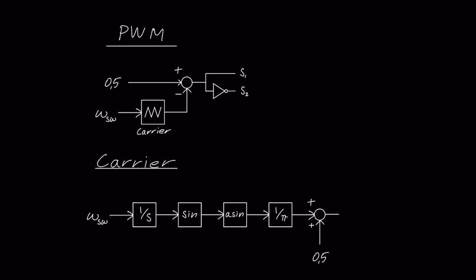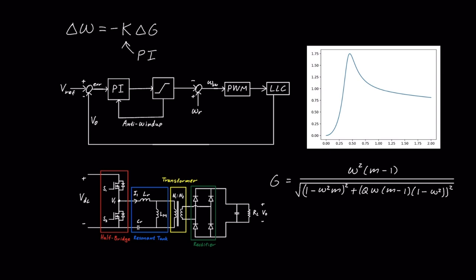So first you integrate the switching frequency. So it's important that it is in radians. And then you use a sine block found in Plexim or MATLAB. It just generates a sine wave with the given switching frequency and with an amplitude of 1. And then you do the inverse sine, which could also be found in Simulink or Plexim. And then you just divide by pi and add 0.5. And then you have a triangular waveform, which goes from 0 to 1. So that was the controller. So we have the PWM here. So that was the PWM. So the input is the switching frequency in radians, and the output is the gate signal for the MOSFETs.